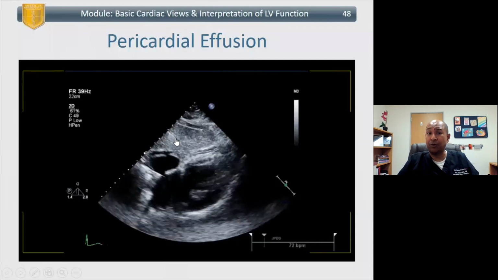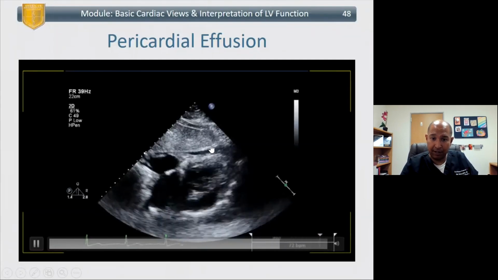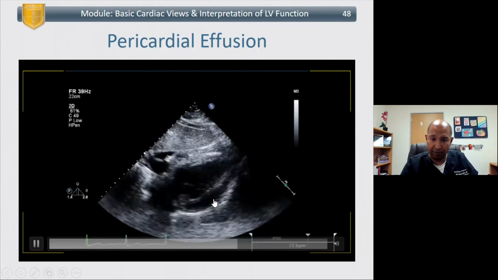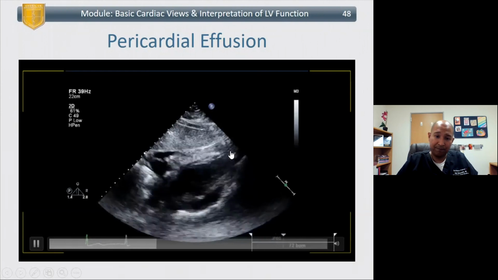And this is going to be someone who does have a pericardial effusion. And you can see the effusion right up here, if you can see my pointer going right around there. And we saw this in a subcostal view.